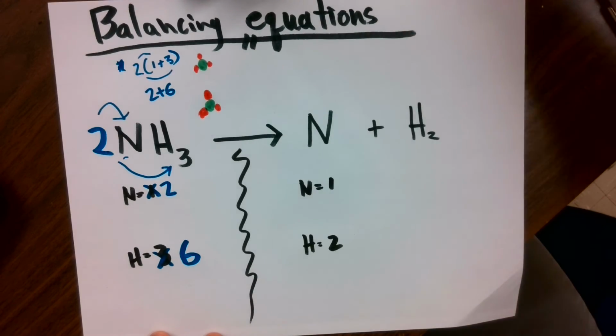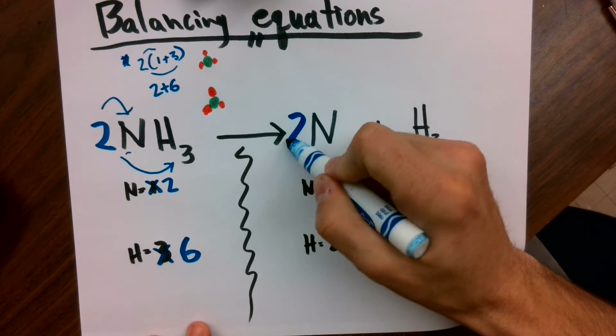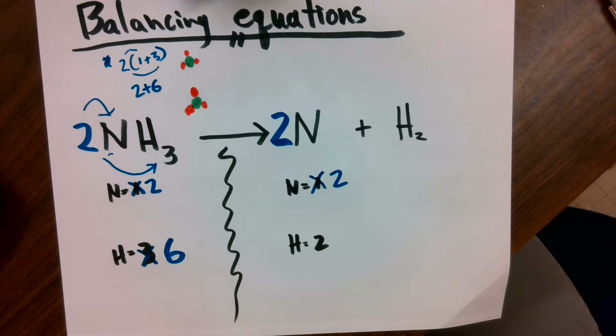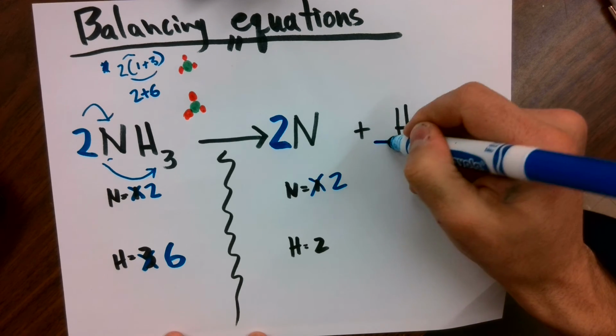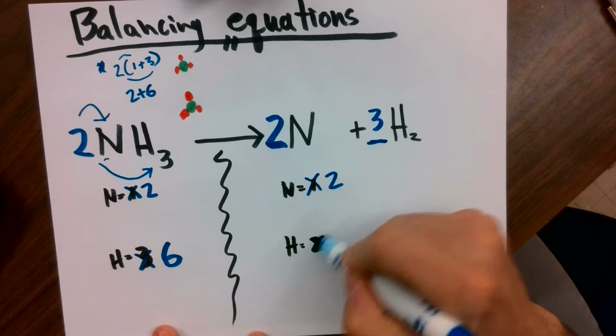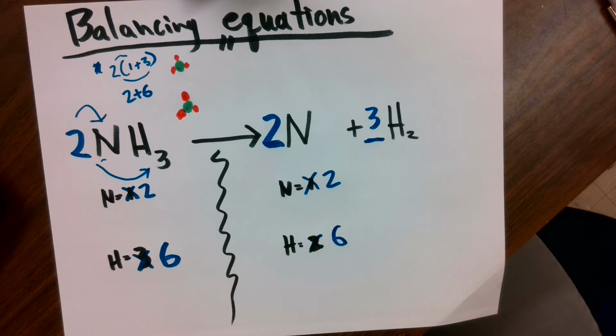Okay, so if I'm going to match 2 and 6, well, now I have to change the coefficients over here. So I'm going to put a 2 here. That'll solve this problem. Cool, 2, 2, check. What do I need here? How do I put a 3? 3 times 2 is 6. Done. Okay. So if you are confused, please feel free to email me.